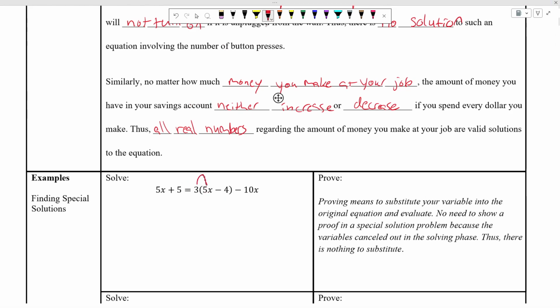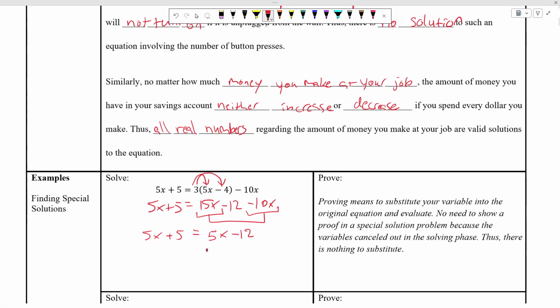First, let us distribute. Doing so, I get 15x minus 12 minus 10x plus 5x... okay, I get 5x plus 5. Now I can combine like terms on the side that it's on, and I'll do that here: 5x minus 12 equals 5x plus 5. Okay, so far so good. I'm just following the steps that I've become accustomed to and familiar with throughout this lesson.